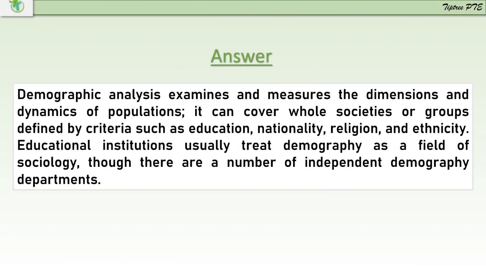Demographic analysis examines and measures the dimensions and dynamics of populations. It can cover whole societies or groups defined by criteria such as education, nationality, religion, and ethnicity. Educational institutions usually treat demography as a field of sociology, though there are a number of independent demography departments.